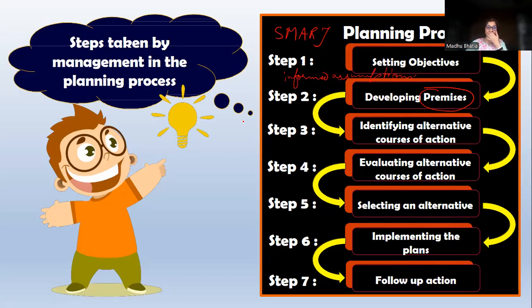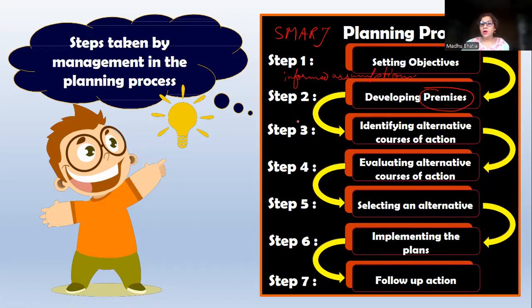Business environment हमने पढ़ा था. So how is the environment changing? What are the things that may happen in future? So whenever planning is done, changes that might occur in future are always taken into consideration. That is called developing premises, because the planners need to know if this change happens in the environment, how are we going to alter our plans? So plan A, B, C, D ready rehta hai as per the changes taking place in the environment.